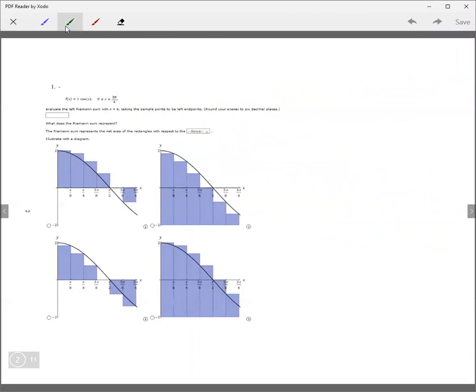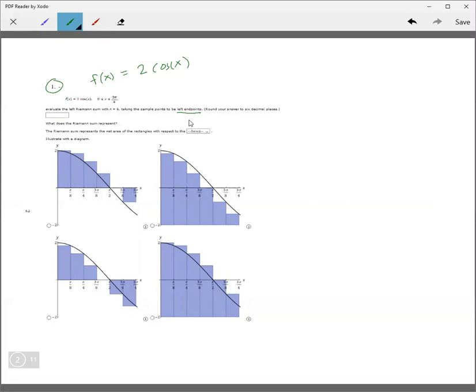So we'll just get some specific examples here. Number one, f of x is 2 cosine x, and x is between 0 and 3 pi over 4. In case you can't read that too well, 2 cosine x is what the function is. Evaluate the Riemann sum with n equals 6, taking the sample points to be left endpoints.